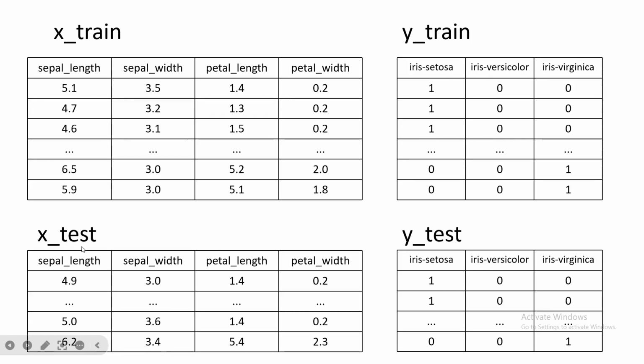Then you also have X test. This is going to be used for testing. You can see there are fewer rows compared to training because we are only taking 30% of the data set. And similarly you also have Y test, that is, correspondingly the classes that need to be predicted.